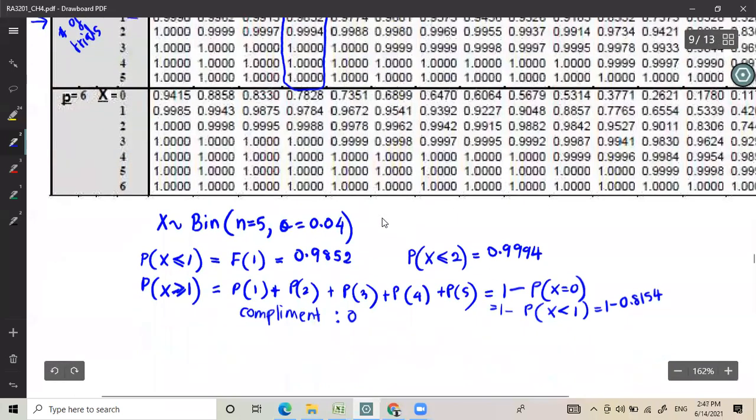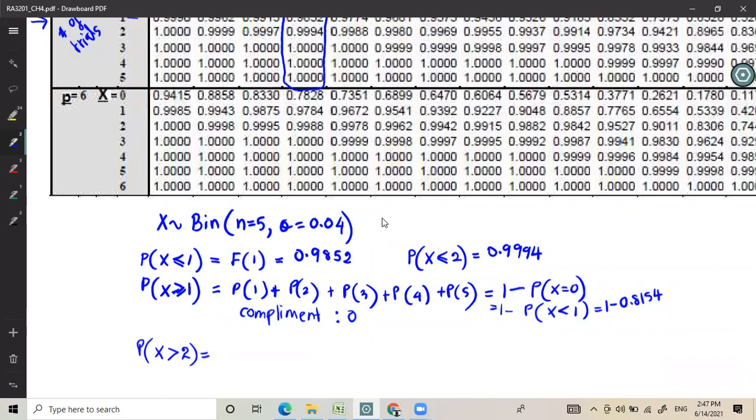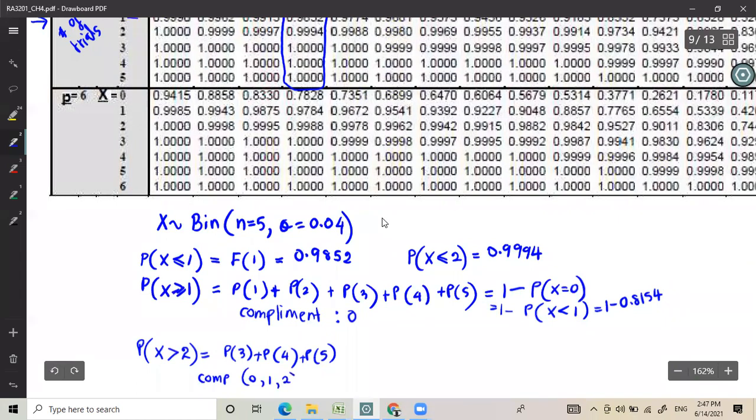So let's try another one. If you want to find the probability X greater than 2, not equal sign, which means 2 is not included, it contains 3, 4, 5. So what is the complement? The complement will be 0, 1, and 2. How do you write this? 0, 1, and 2 is the probability of X less than or equal to 2. You do 1 minus that, so you get the answer. What is P(X less than or equal to 2)? You already have it from the table straight away: 0.9994. So you have the answer.